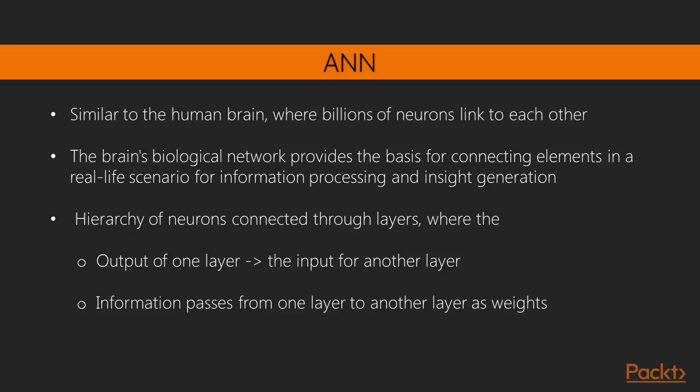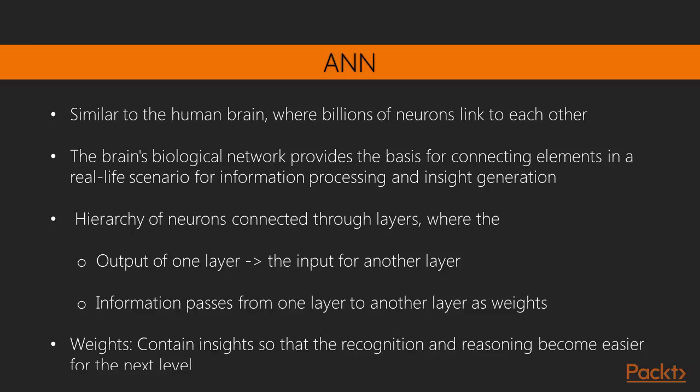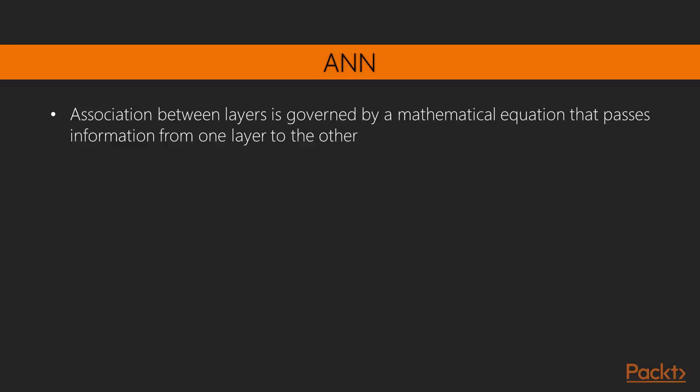It's a hierarchy of neurons connected through layers, where the output of one layer becomes the input for another layer. Information passes from one layer to another layer as weights. The weights associated with each neuron contain insights so that the recognition and reasoning become easier for the next level. Artificial neural network is a very popular and effective method that consists of layers associated with weights. The association between different layers is governed by a mathematical equation that passes information from one layer to the other. In fact, a bunch of mathematical equations are at work inside one artificial neural network model.